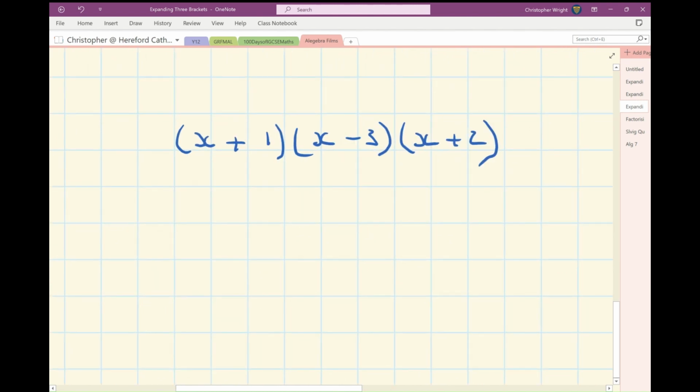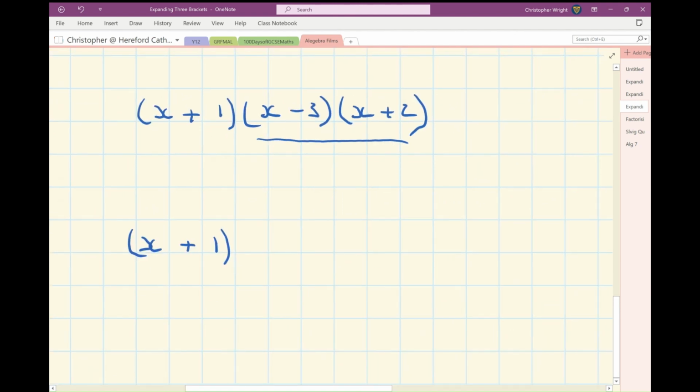So I'm going to copy down the x plus 1. I'm giving myself lots of room because I know what's going to happen next. And I'm going to multiply these two brackets together. Now, with any luck, you're good at doing this now. So x times x is x squared. I'm going to have minus 3x and plus 2x, so I've just got minus an x. And minus 3 times plus 2 is minus 6.